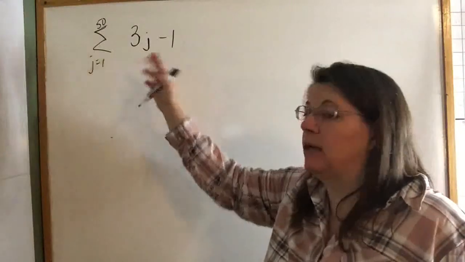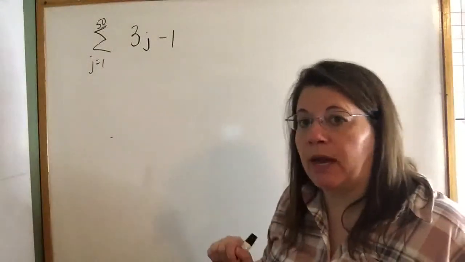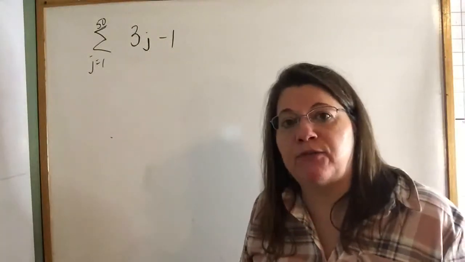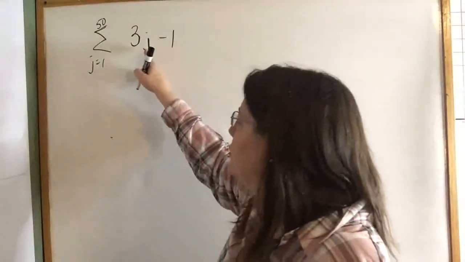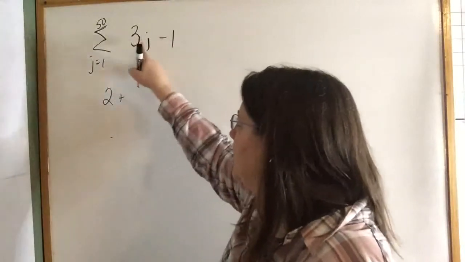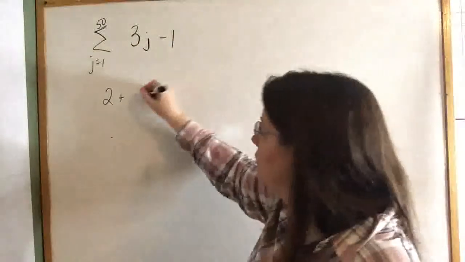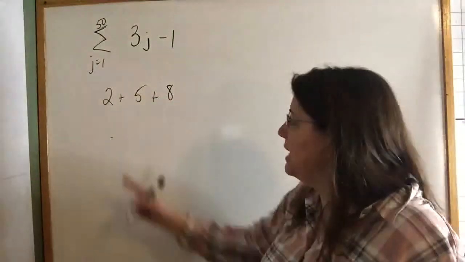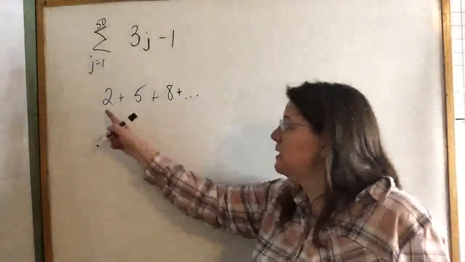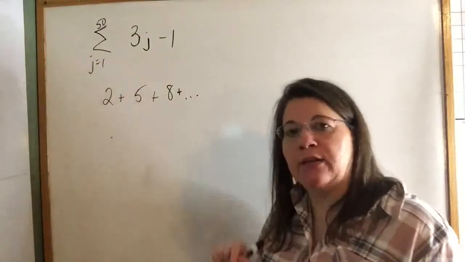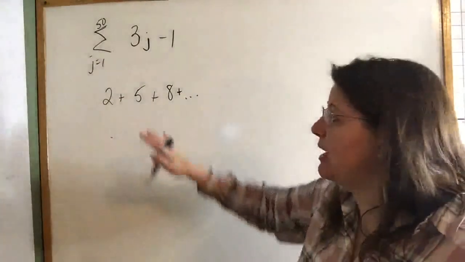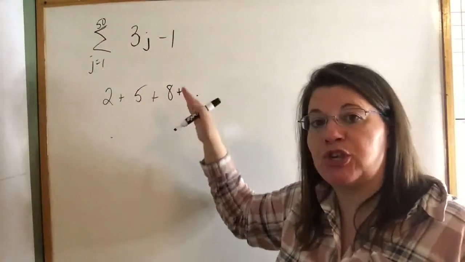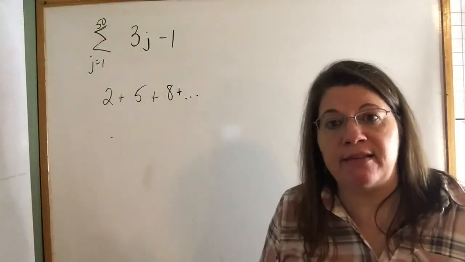Here is our linear example, okay? And we can show that it is arithmetic if we just plug in a few numbers. So if we plug in 1, 3 times 1 is 3 minus 1 is 2. If I plug in 2, 3 times 2 is 6 minus 1 is 5. If I plug in 3, 3 times 3 is 9 minus 1 is 8. And you can see here that this is arithmetic because we're adding 3 each time. As long as you can plug in 3 numbers that are consecutive and see that we're adding the same thing each time, that will show that it is arithmetic.